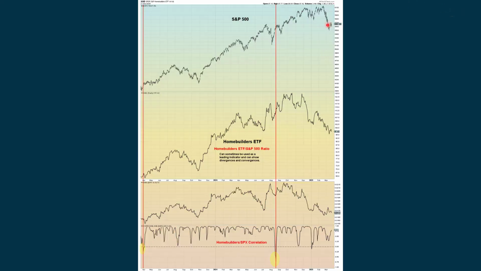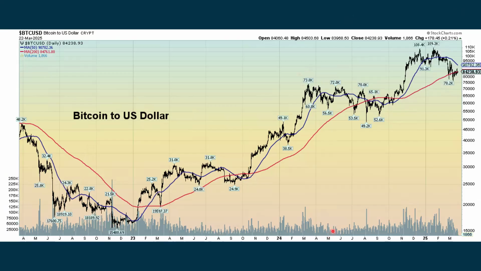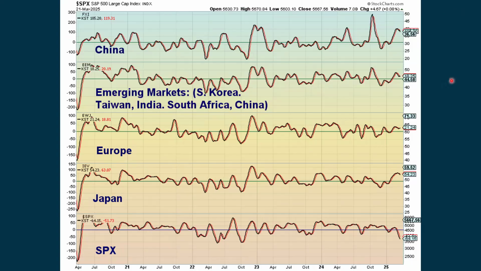And we look at the S&P on top, the home builders, and we're seeing that the correlation between the top chart and the middle chart is fairly strong right now. We look for divergences. We're not really seeing that right now. Bitcoin can't seem to stay above 100,000. It's dealing with its 200-day moving average. And then we're in a downtrend. This is a long-term oscillator.